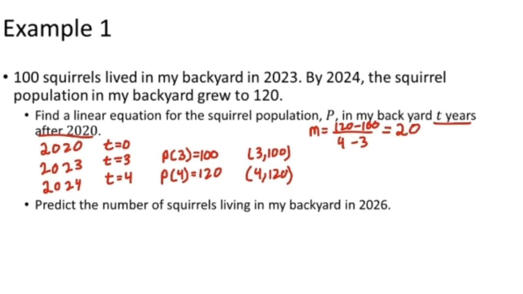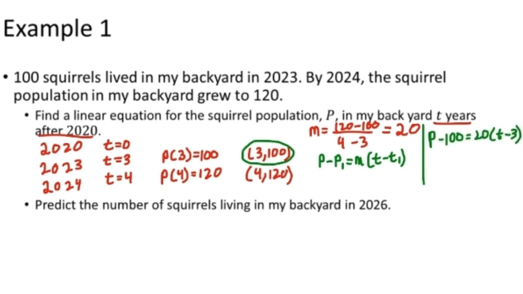Now from there, we can write our point-slope form. I'm going to use the point (3, 100). But instead of writing y minus y1 equals m times x minus x1, because our dependent variable is P and our independent variable is T, the point-slope form I'm going to use is P minus P1 equals m times T minus T1, where I replace the y with P and the x with T. So when we plug in our information, we get P minus 100 equals 20 times T minus 3.